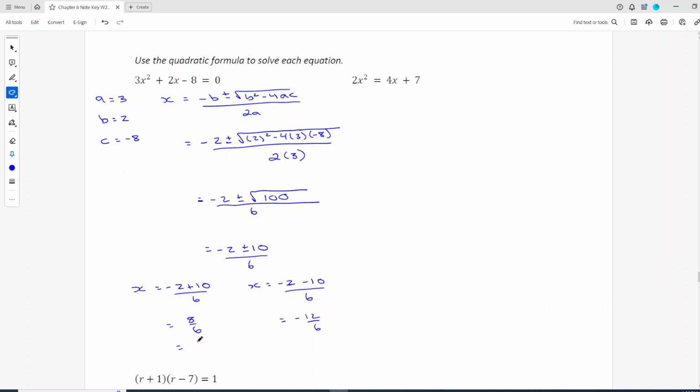So 8, 6, 2 goes into both to leave me with 4/3. 6 goes into both to leave me with negative 2. So I would have two solutions, 4/3 and negative 2. And again, I got two rational solutions, which means I could have done this one by factoring.